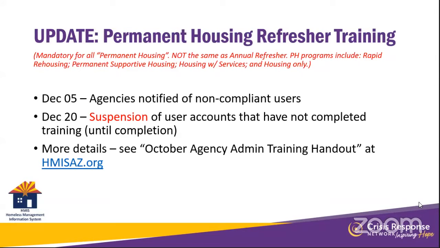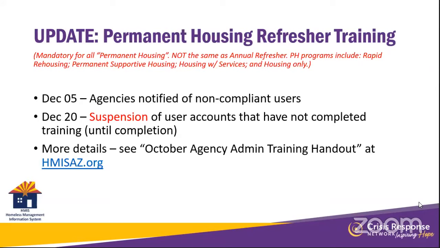Now, if you are at an agency that has a permanent housing program, if you have EDA access to a permanent housing program, you would also be included on that list and should have received a link to that. So for clarity, permanent housing programs do include rapid rehousing, permanent supportive housing, housing with services, and housing only programs. This is mandatory for every permanent housing program. So please be sure to check your email for that link. If you are confused or don't know what I'm talking about, please let us know, of course, at the help desk as well.